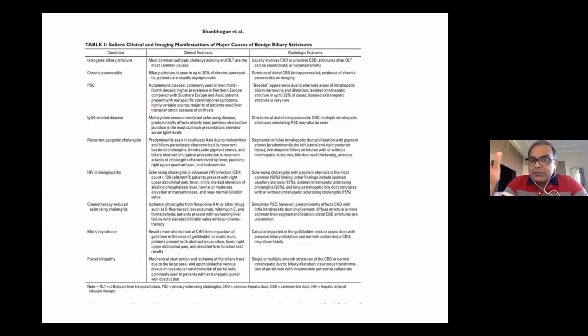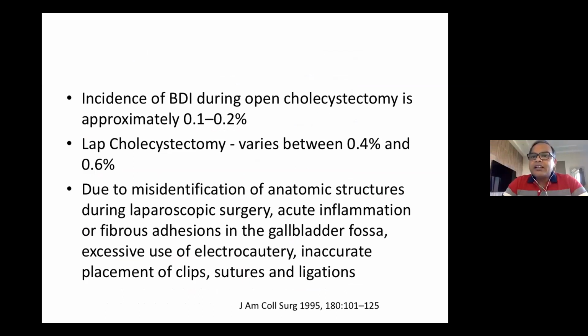IgG4 disease is most commonly the distal common bile duct, but again it can ascend upwards and can even mimic primary sclerosing cholangitis. Similarly, the pattern of sclerosing cholangitis is seen in HIV cholangiopathy and chemotherapy-induced sclerosing cholangitis. Mirizzi syndrome, you know, a stone in the neck of the gallbladder or the cystic duct causes biliary dilatation. In portal biliopathy, because of portal cavernoma, high-pressure portal collaterals compress the bile ducts, which leads to biliary dilatation.